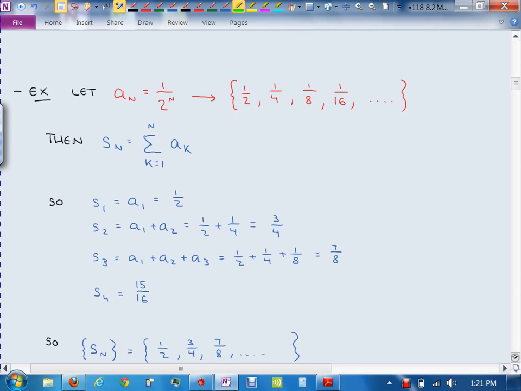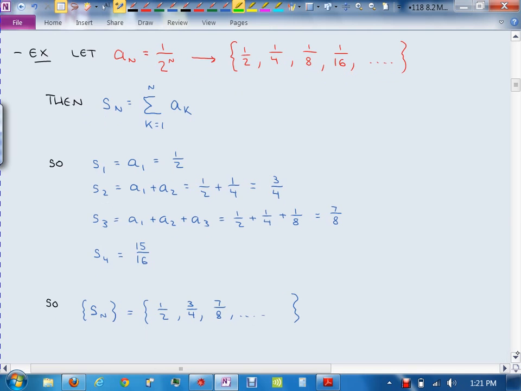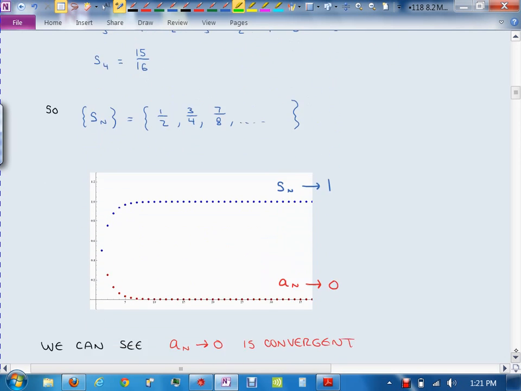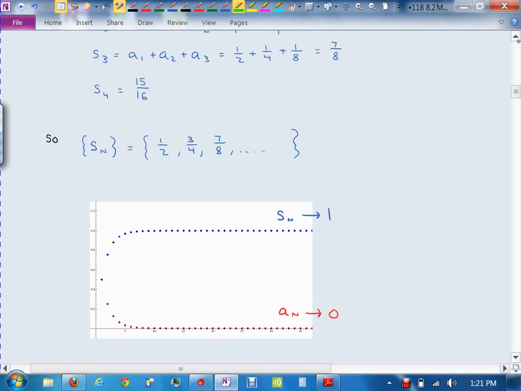So what I've done is I've listed out the series in sequence form, right? It's the new sequence that's created. And I've had the computer draw both of these together. So a sub n was the original thing. We said, look, that starts out 1/2, then 1/4, then 1/8, then 1/16, 1/32, and then they keep on getting smaller and smaller and smaller, right? So we knew that our original sequence went to 0.